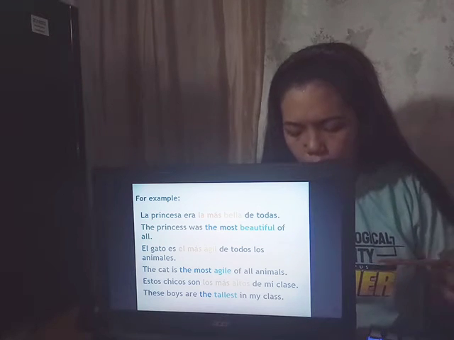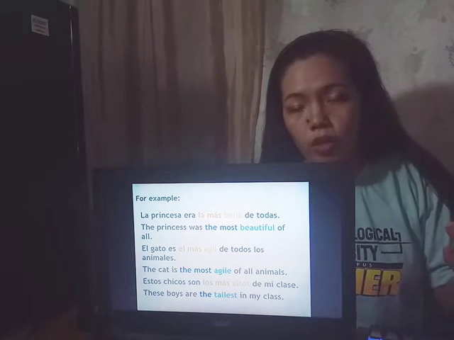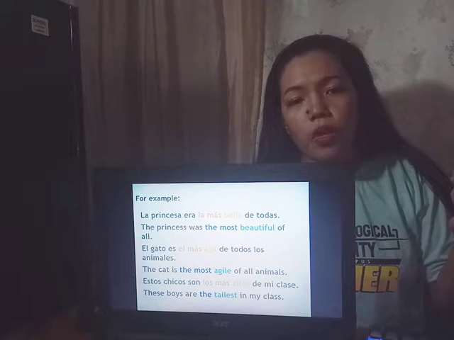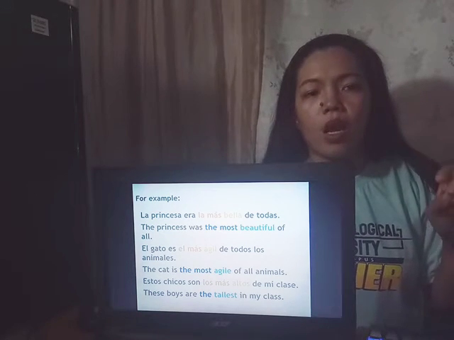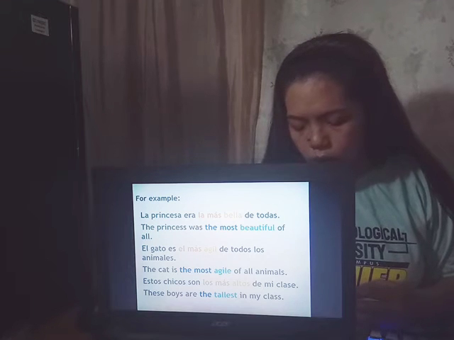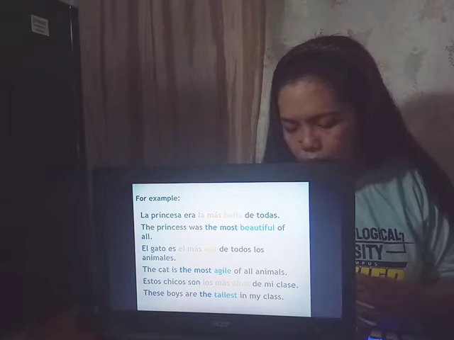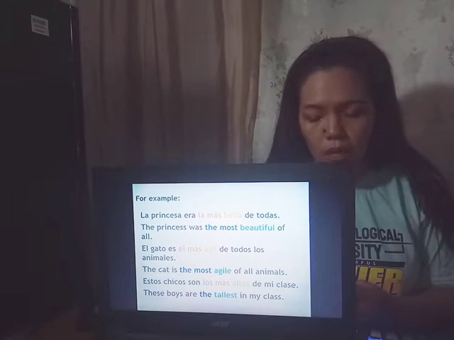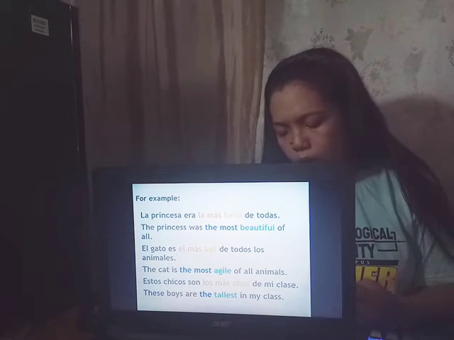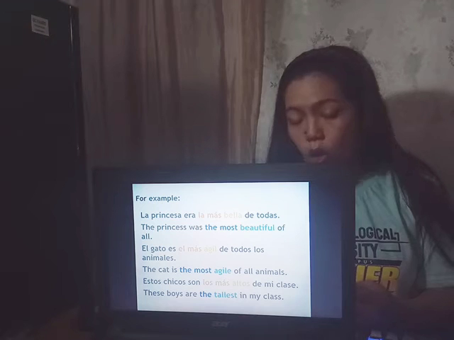So next here, I'm going to give you the example. As you can see, I highlighted the colors, so you remember orange and yellow are Spanish, and blue, sky blue, light blue are English. So for example, la princesa era la más bella de todas. Meaning in English, the princess was the most beautiful of all.